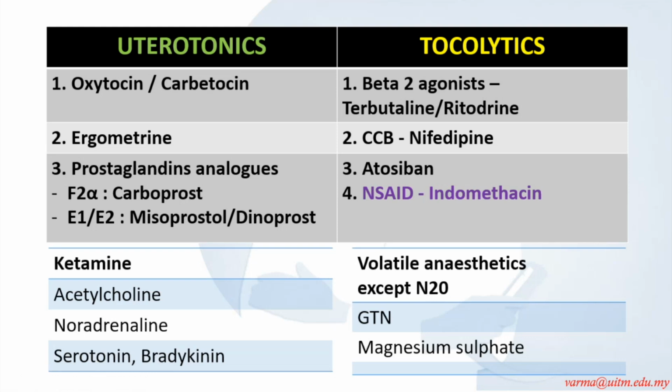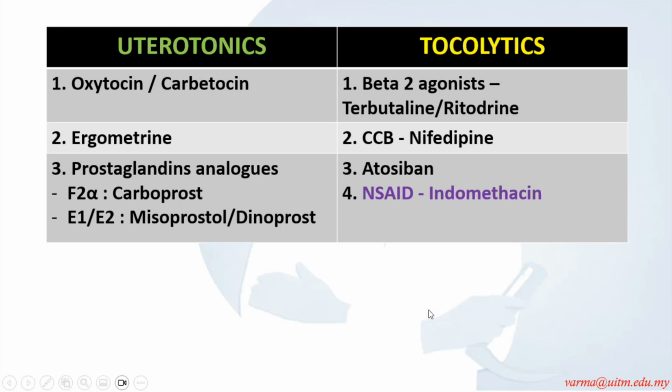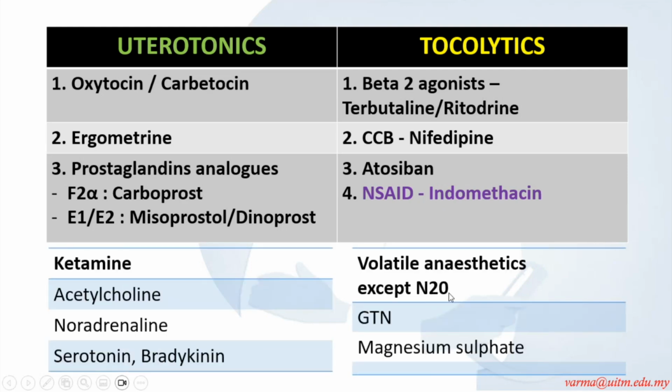Okay. So nitrous oxide does not have tocolytic, and then GTN and magnesium sulfate, all these have tocolytic property, but these drugs are not used therapeutically to cause tocolysis as for premature labor. They do have the property, but not used. So what you have to remember is this table. Okay, for exam, this table. If you see the examiner report, they do mention volatile anesthetic, GTN, magnesium sulfate. You can put a word, but this is not actually a therapeutic use as a tocolytic. Okay, hope you understand. Next.